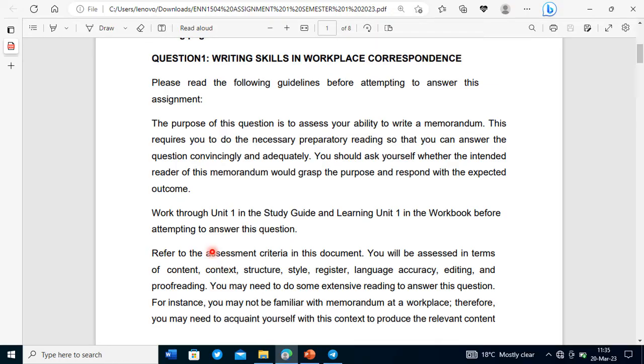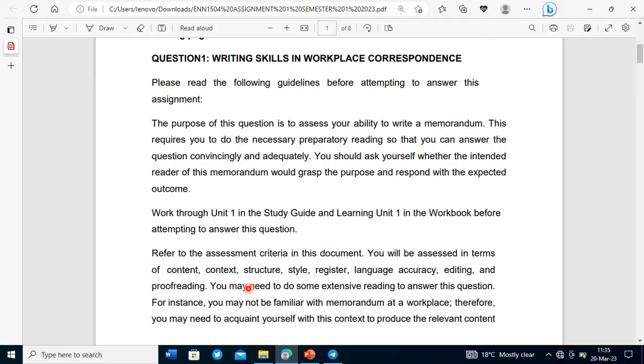If you go further, it states that you should refer to the assignment criteria in this document. You will be assessed in terms of content, context, structure, style, register, language accuracy, editing, and proofreading. So they just want to test if you'll be able to show those things. That's why I'm saying you should go and check how to write a memorandum.